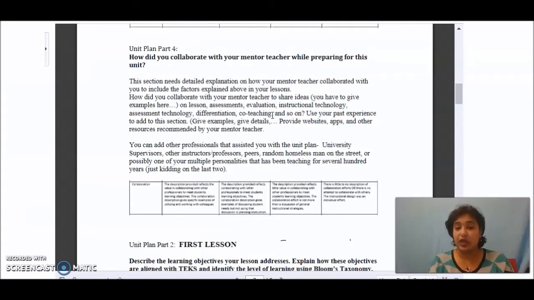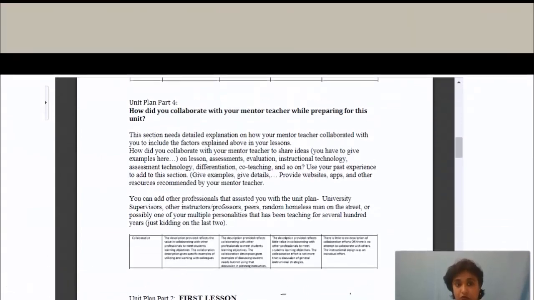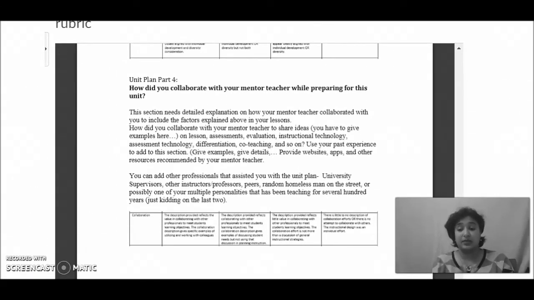with your professors, with each other, with all of those things. So that is your part 4. So this is all you are submitting for part 1 of the unit plan.